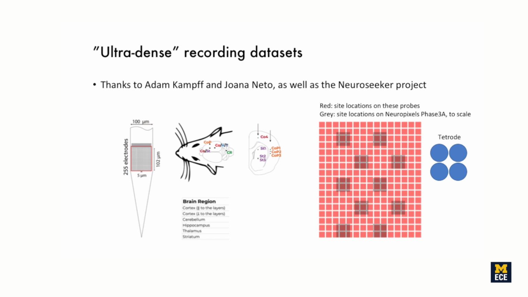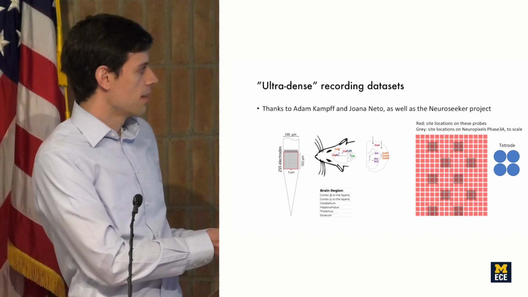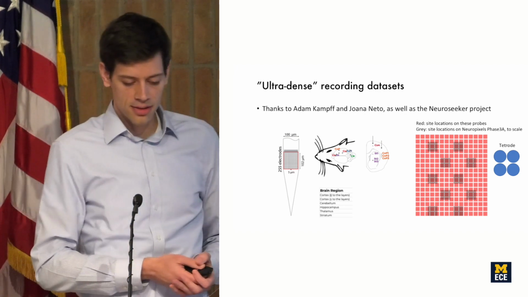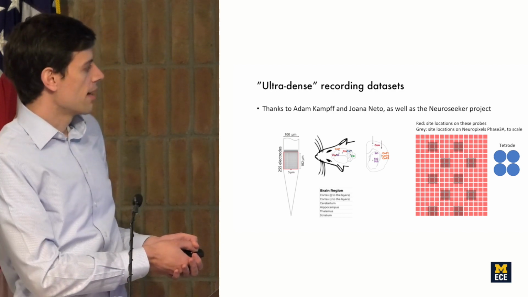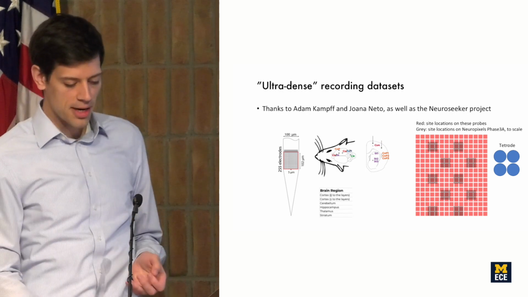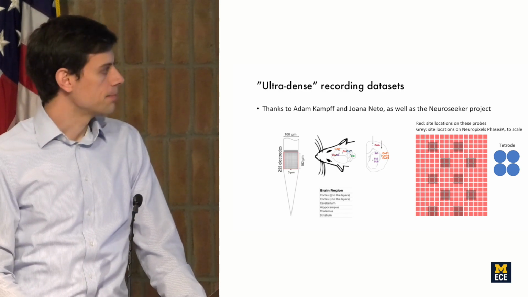So in this project, thanks to the NeuroSeeker Project, they developed a probe that was designed to answer this question of how dense the electrode array should be, how small are the electric fields of the neurons. And this probe has an extraordinarily dense arrangement, so Adam's term for it is ultra dense, that's the term I'll use, where there's 6 micron pitch between sites, and the sites are 5 by 5 microns.